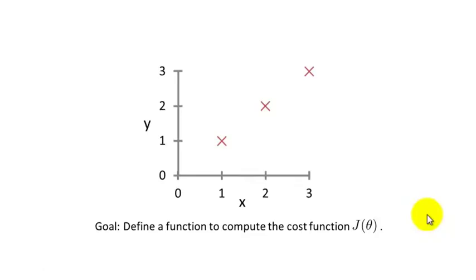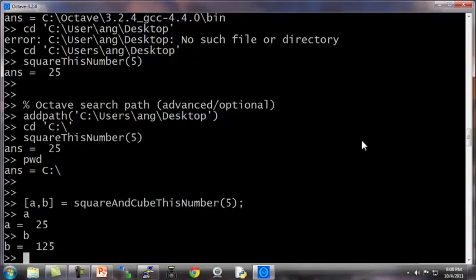Let's say I have a data set that looks like this, with data points at (1, 1), (2, 2), (3, 3). And what I'd like to do is to define an Octave function to compute the cost function J of theta for different values of theta. First, let's put the data into Octave. So I set my design matrix to be [1 1; 1 2; 1 3].